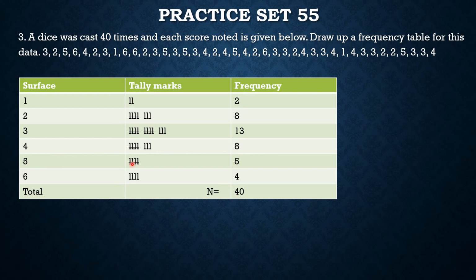5 is coming 5 times. So here we have written 5. 6 is coming 4 times. So here we have written 4. So when we add it up, we get n is equal to 40. So we have written the frequency table.